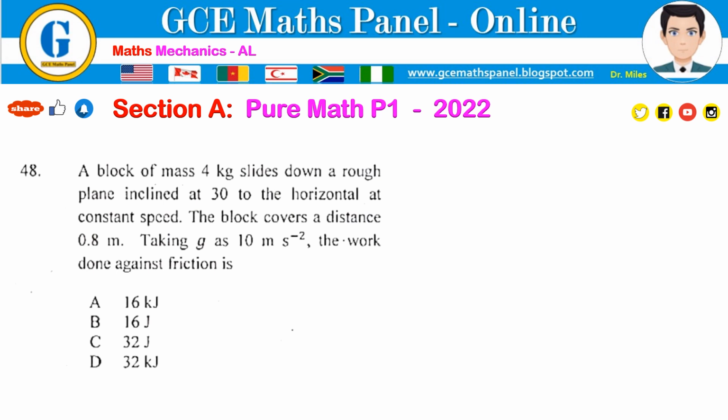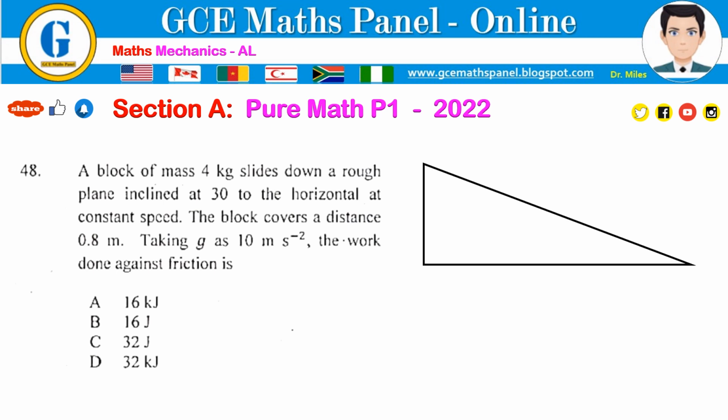A block of mass 4 kg slides down a rough plane inclined at 30 degrees to the horizontal at a constant speed. The block covers a distance of 8 meters. Taking g as 10, the work done against friction is. So it slides down a rough plane at constant speed, which means acceleration is equal to 0.